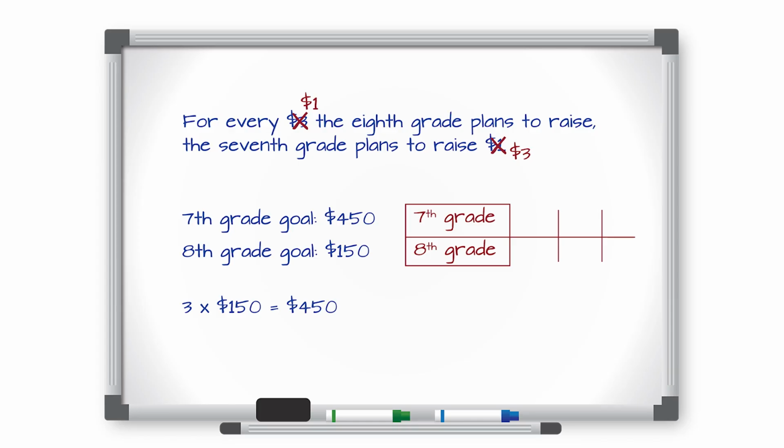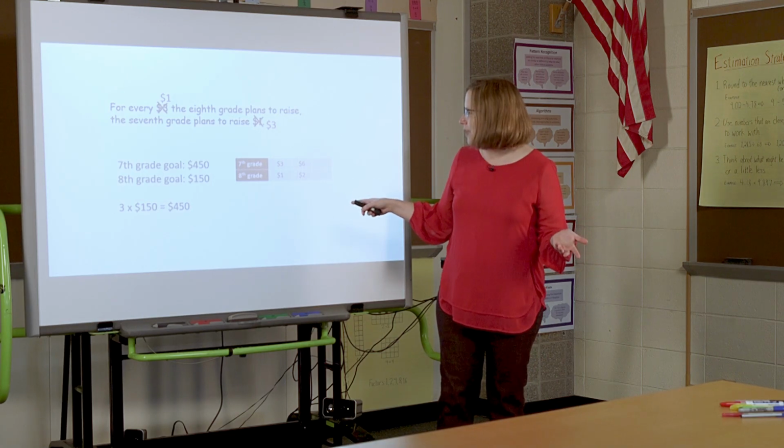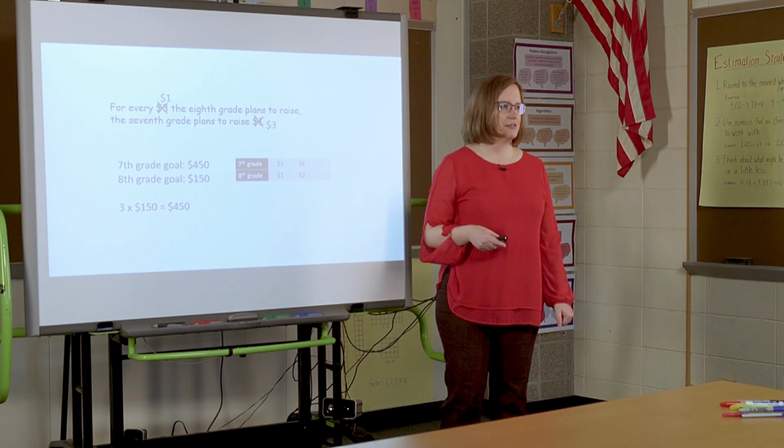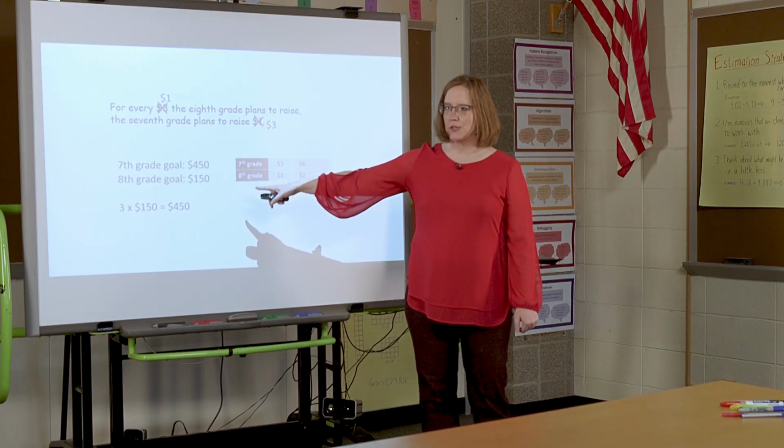So now it says for every $1 the 8th grade plans to raise, the 7th grade plans to raise $3. So does that make sense? Let's try it out with our examples again. If this were true, then when the 7th grade had 3, the 8th grade would have 1. When the 7th grade had $6, the 8th grade would have $2. And the 7th grade is always going to have more now. Not only that, but they're always going to have 3 times what the 8th grade has, which is the same as we noticed was true for their goals.